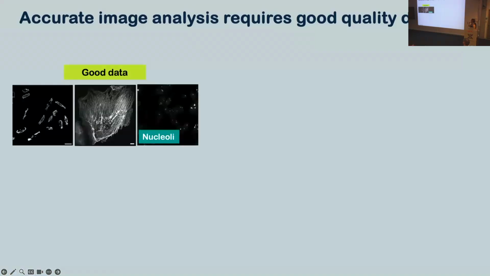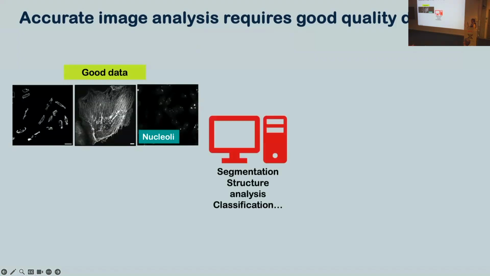For example, here's some really nice data. We've got some mitochondria in fish and yeast. We've got some actin in mammalian cells. And we've got some nuclei in mammalian cells. And one of the great things about fluorescence microscopy isn't just that you can get pretty pictures, but you can extract quantitative information from those pictures. So you can do tasks such as segmentation, structure analysis, classification.